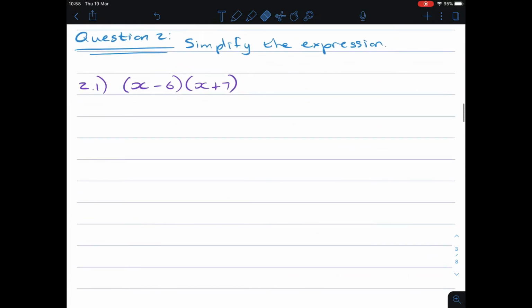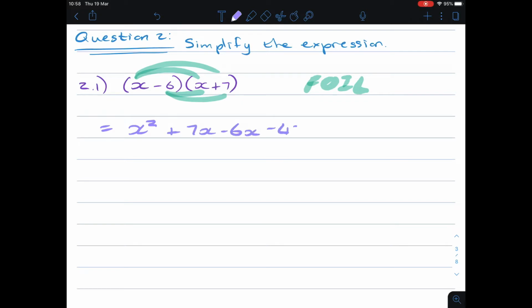For question 2, it also asks us to simplify the expressions. So when you look at the first one, 2.1, you will see that it's a binomial times a binomial, and therefore we can actually use FOIL. So it's our firsts, our outers, our inners, then our lasts. So like this. So when I actually simplify this, I get x squared plus 7x minus 6x minus 42.